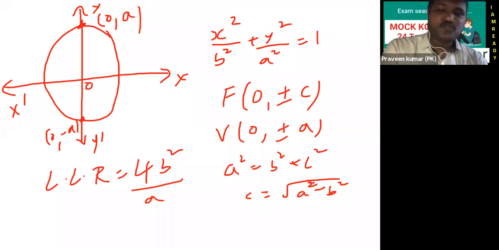Length of latus rectum is 2b square by a. Correct. I wrote 4, it is 2b square by a.